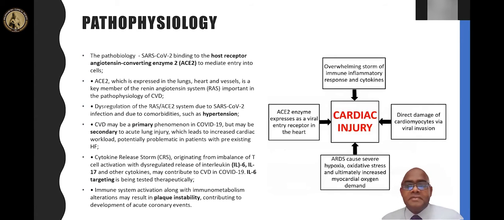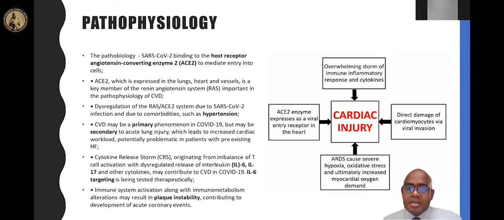When it comes to pathophysiology, there are simply 4 different causes. One is the overwhelming storm of the immune inflammatory response and cytokines, where interleukin-6 plays a greater role. Recent trials have therapeutically targeted interleukin-6, but interleukins 7, 22, and some of the chemokines also lead to a phenomenon called cytokine release storm, or CRS, causing direct cardiac injury.